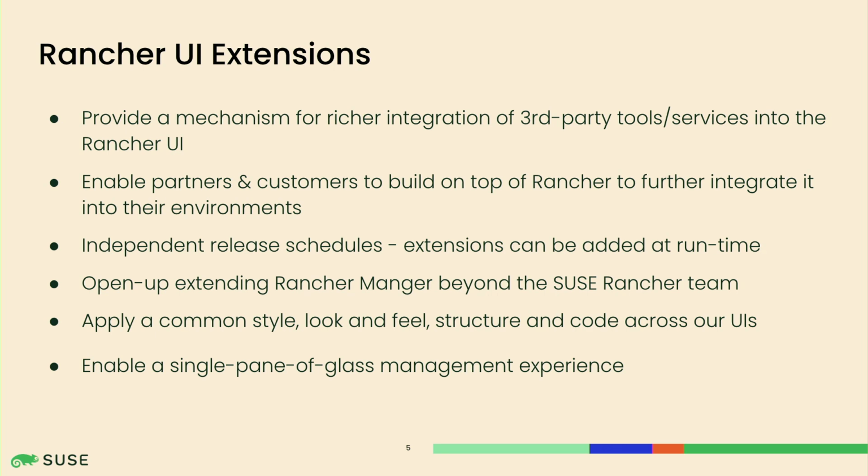We use extensions for Harvester and products like that. We can decouple their release schedules, right? We can launch Rancher, and then at a later date we can update the Harvester extension or the Kubewarden extension. So that's one of the main motivations. Obviously, we want a common look and feel, but the main thing really is, as I said at the start, trying to enable this single pane of glass.